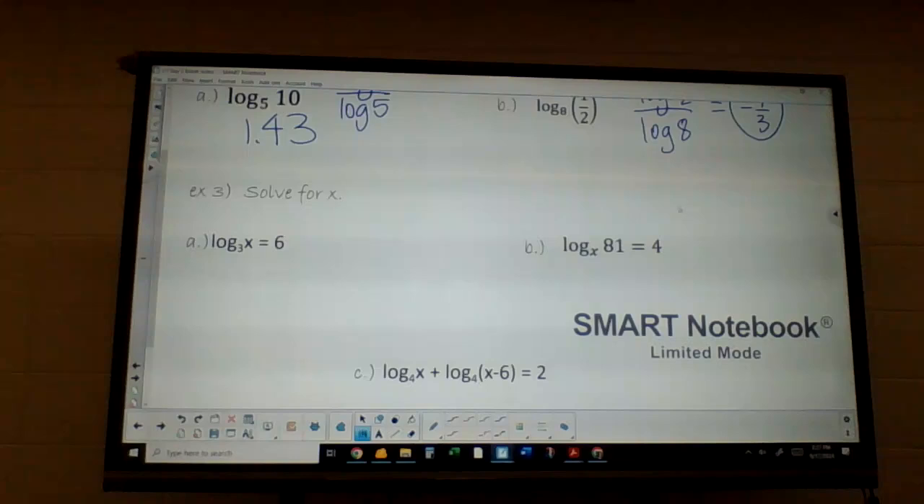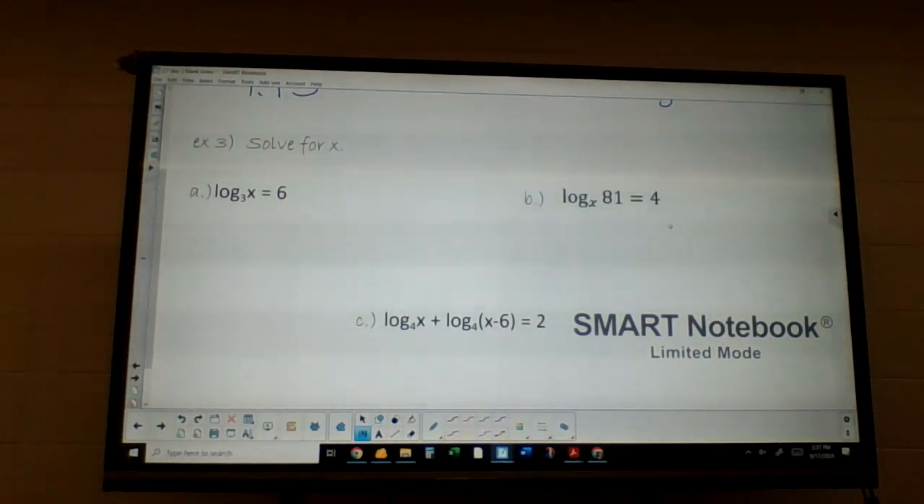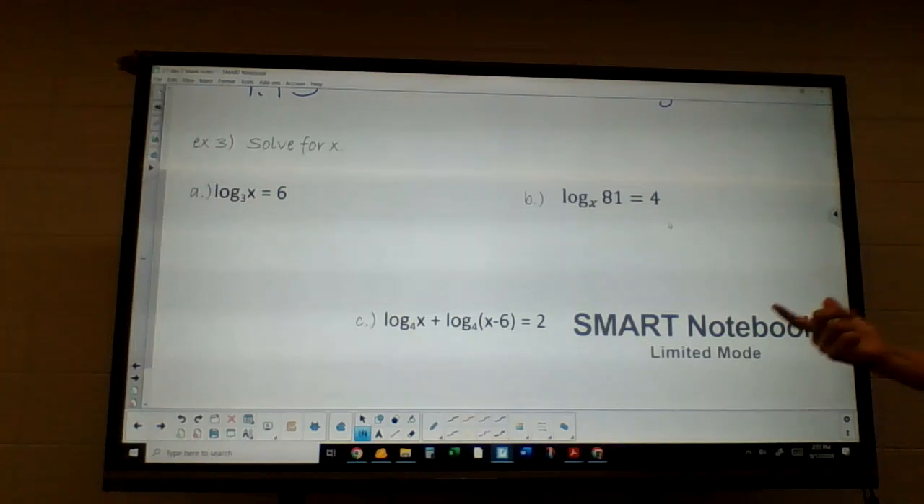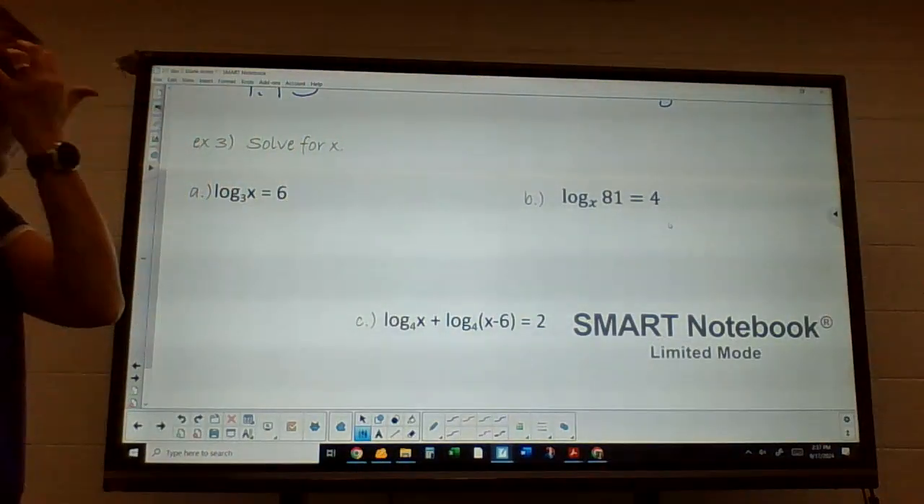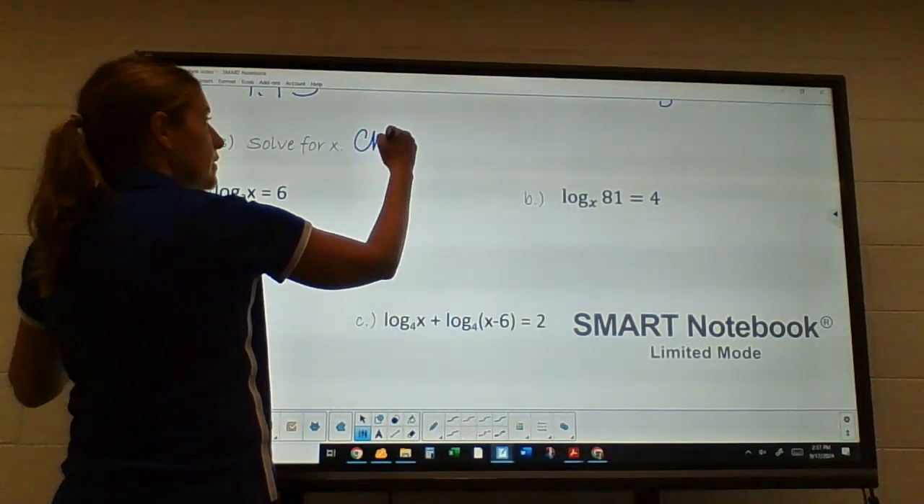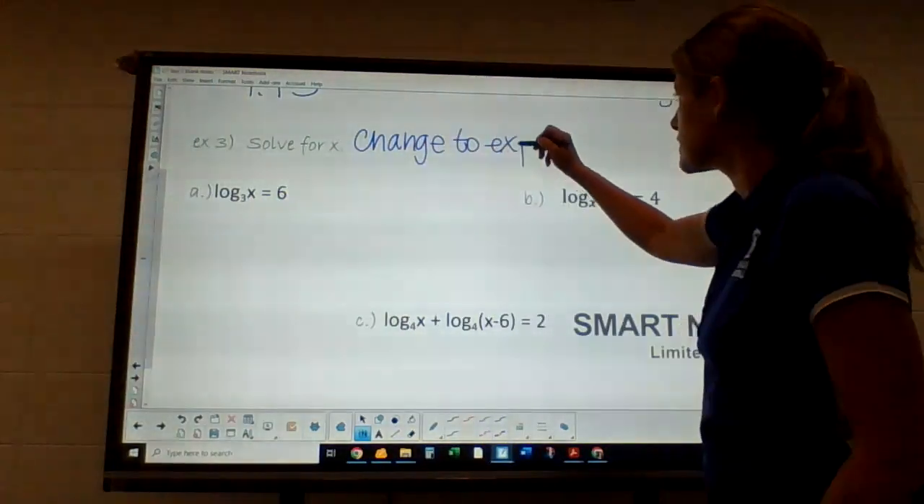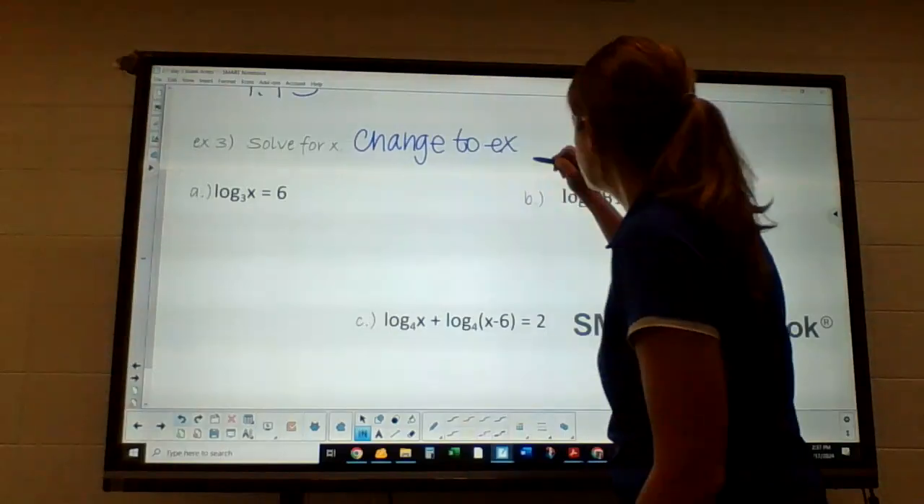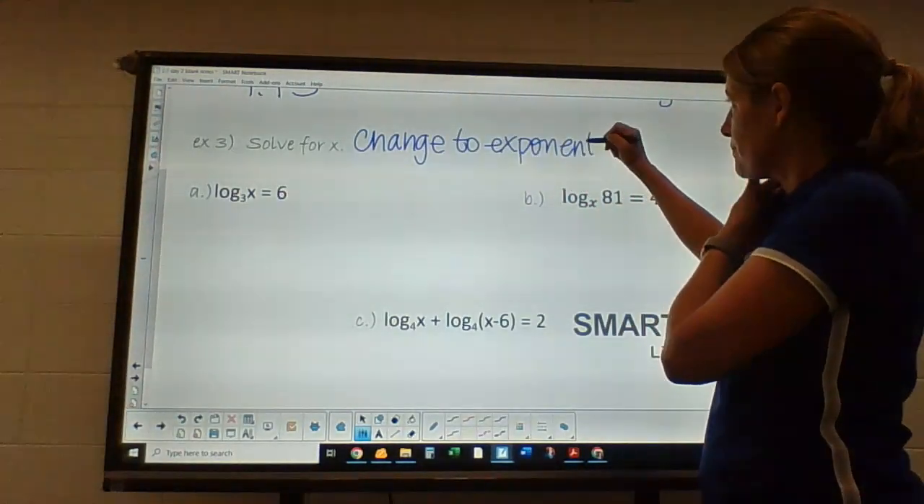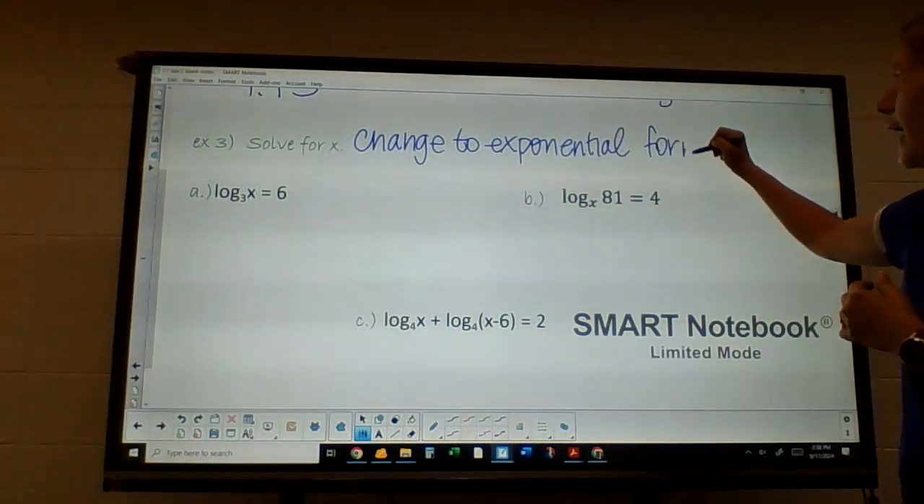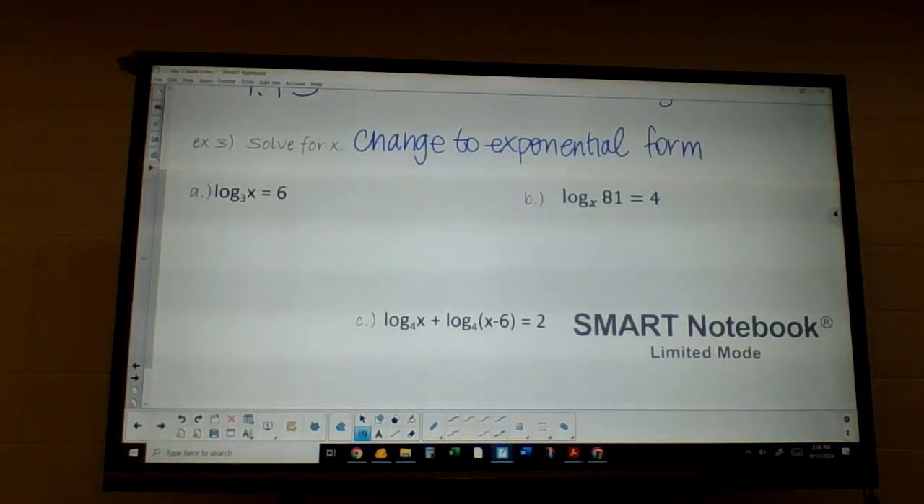All right, so these next couple, we're going to show how we can solve for x. We've done this a little bit already. If you're ever struggling to do this, sometimes just changing it to exponential form is easier, because if you try to put that in your calculator it will be confused. A lot of times, changing to exponential form can be helpful. It might make it easier to solve if you can't solve it the way it is.